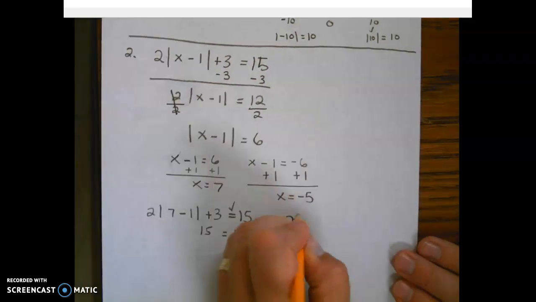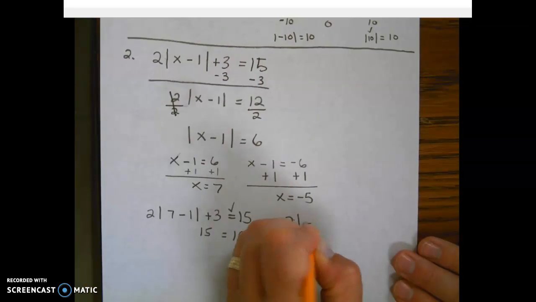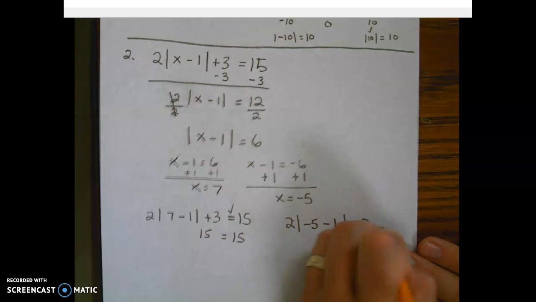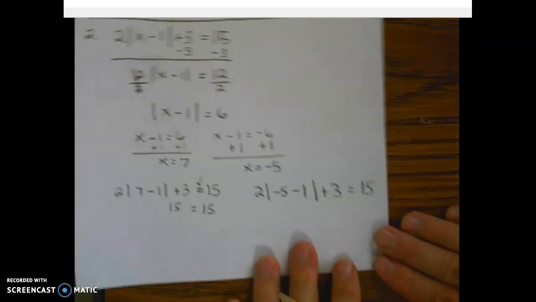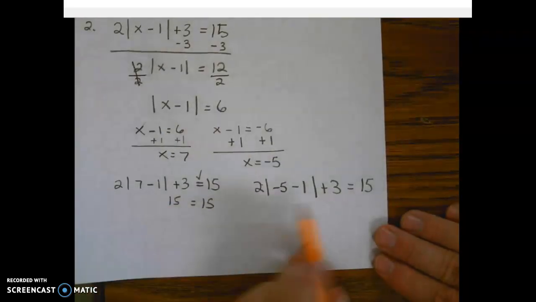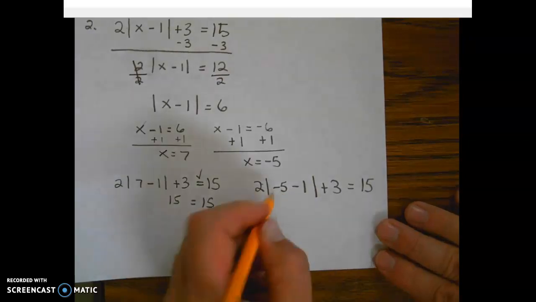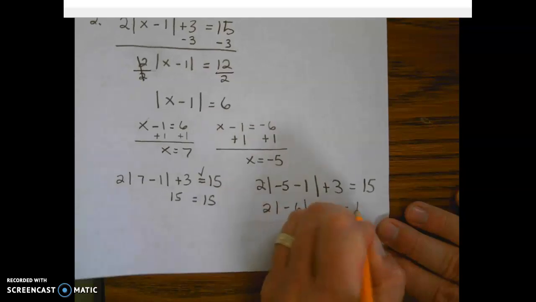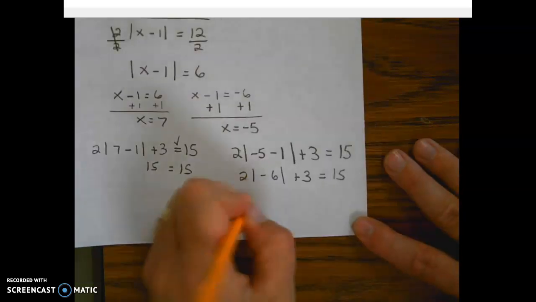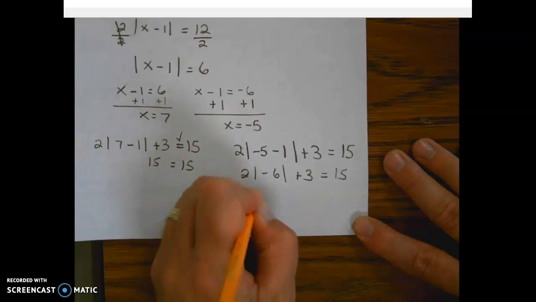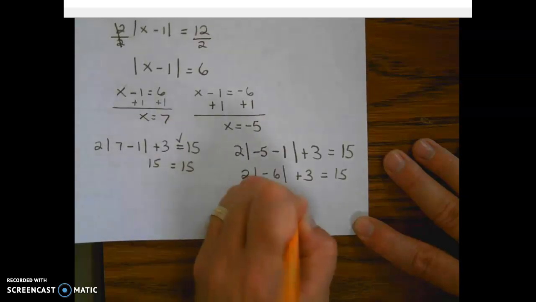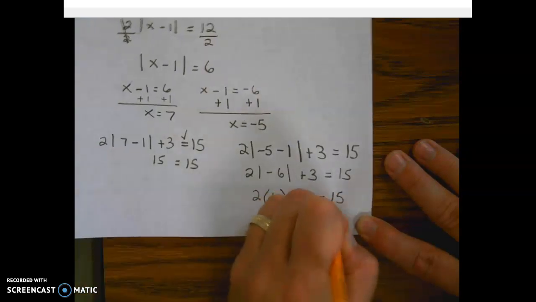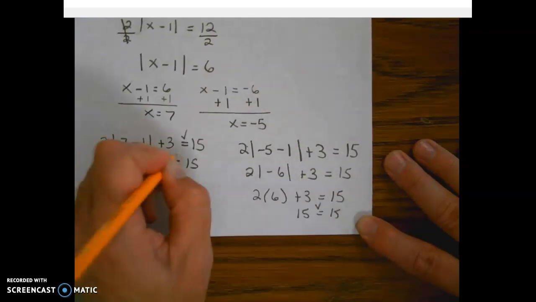Okay, let's check this one out. So plugging into the original, and see if that gives us a positive 15. So remember, since we're solving, we do GEMDAS forwards. Absolute value of negative 6 is 6. And we get 15 equals 15, and that checks out.